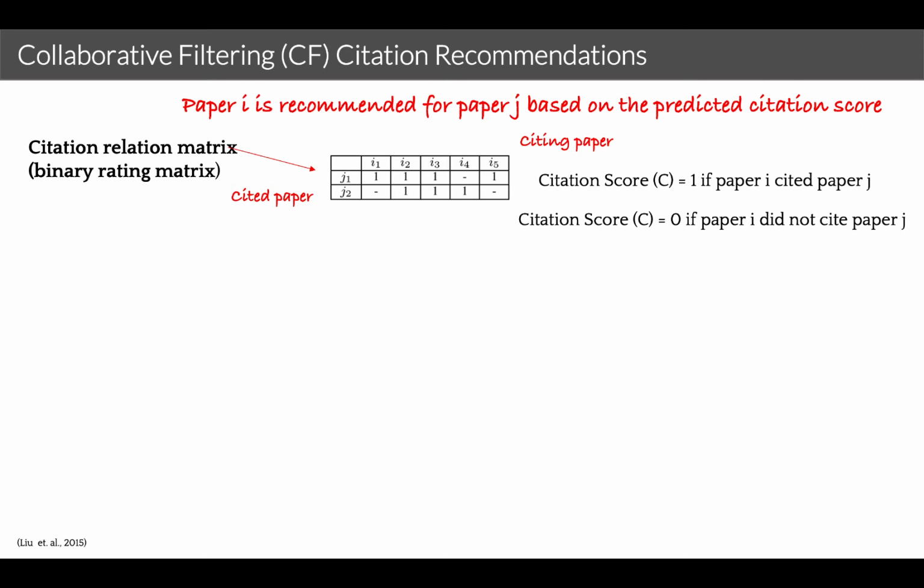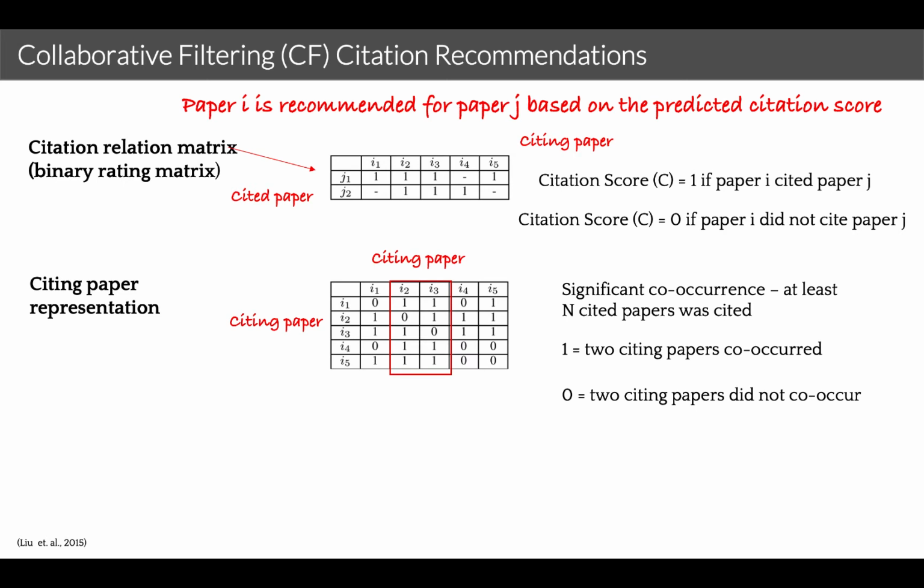So how can we obtain the citing paper representation? The original double-row relation matrix, where we have cited papers and citing papers, is transformed into a single-row matrix. Notice it's only a citing paper matrix. It is an association matrix computed by finding the most significant co-occurrences.